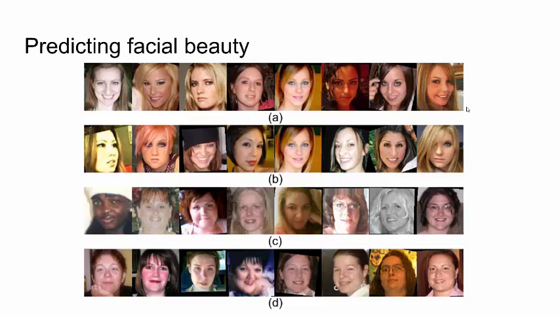You can see A and C is the training data set where a human classified A as beautiful and C as not so very beautiful faces. And then B and D is what the computer did with the testing data set.